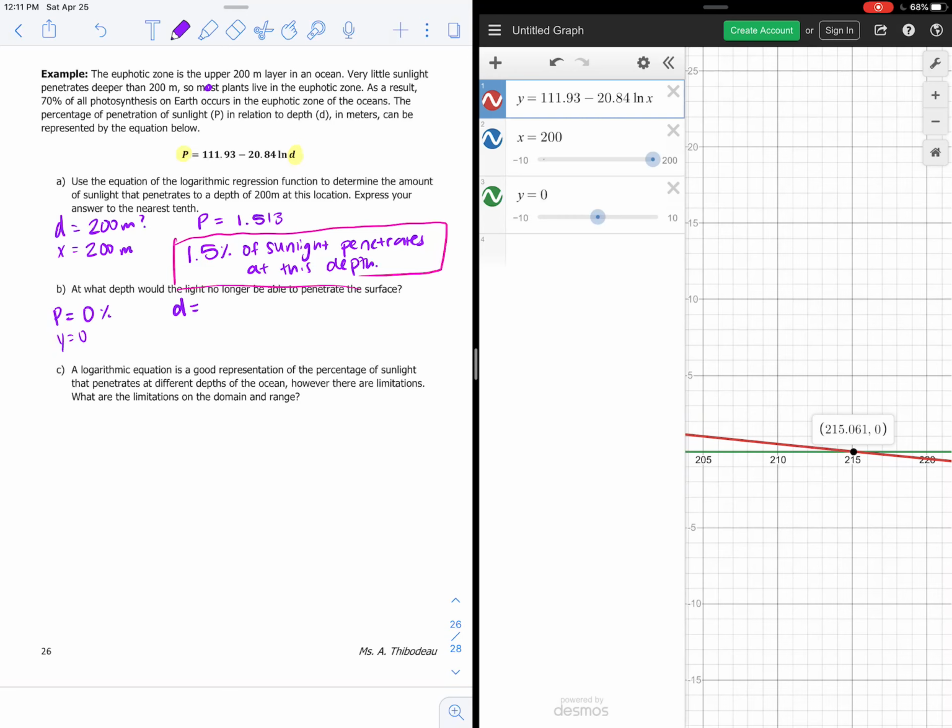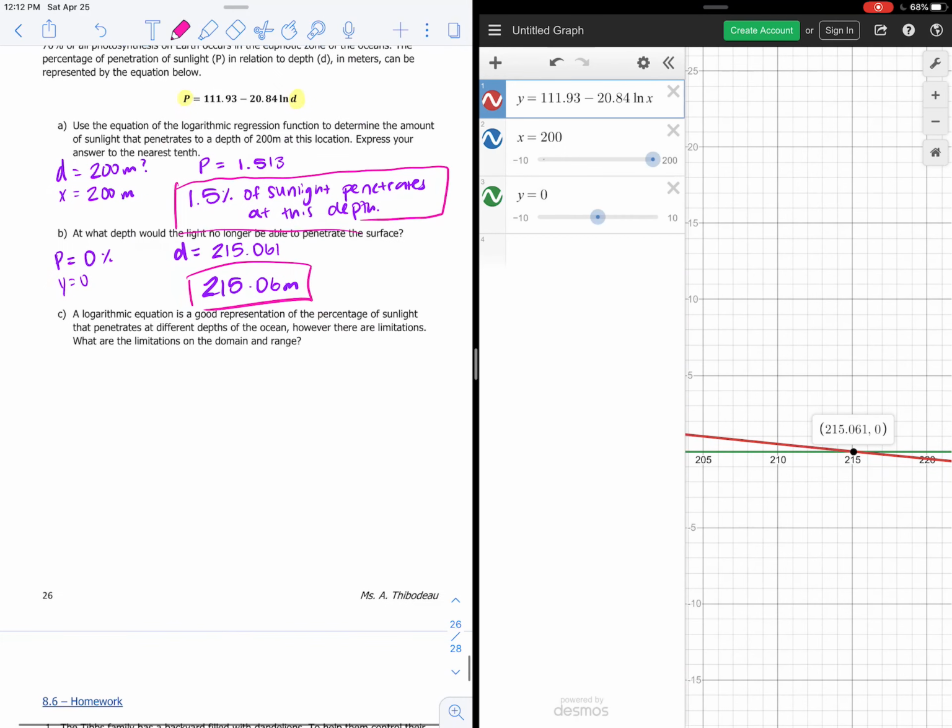So we will be able to find that no sunlight is able to penetrate at the depth of 215.061. And we could write our final answer to 2 decimal places because it doesn't tell us otherwise. So 215.06 meters. So if that's how far you are below the ocean surface, you will no longer be able to see any light go through, which is kind of insane.